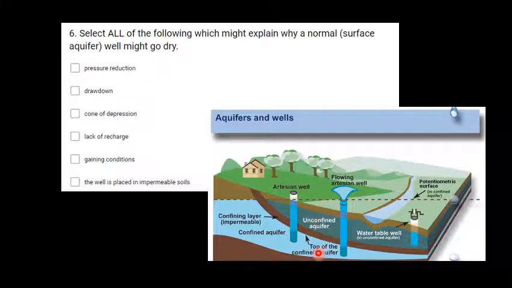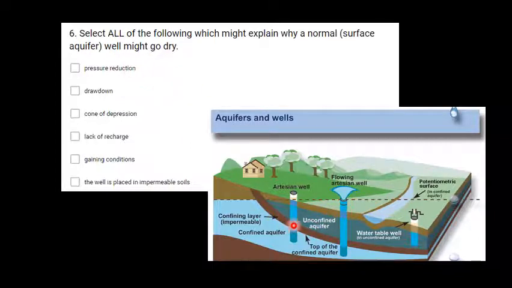There are deeper aquifers called confined aquifers, and the reason why they're called confined is because they have an impermeable layer above them and an impermeable layer below them where water cannot get through those layers very easily, so it's confined on the top and the bottom. But we're looking at why a normal or surface aquifer might go dry.